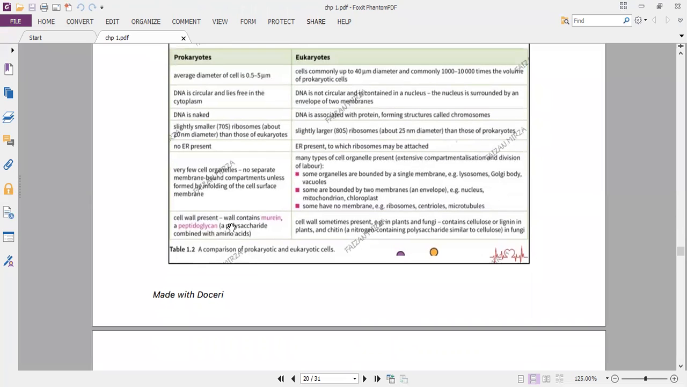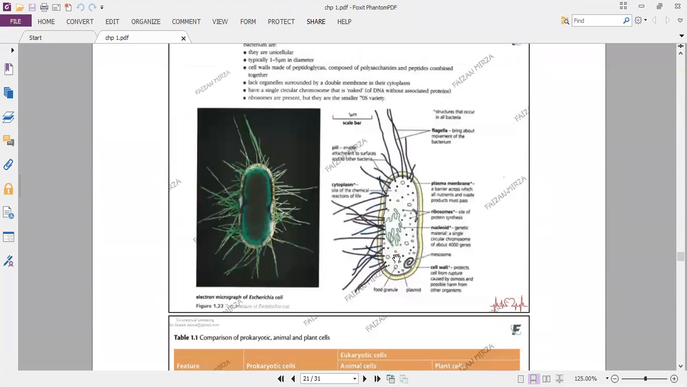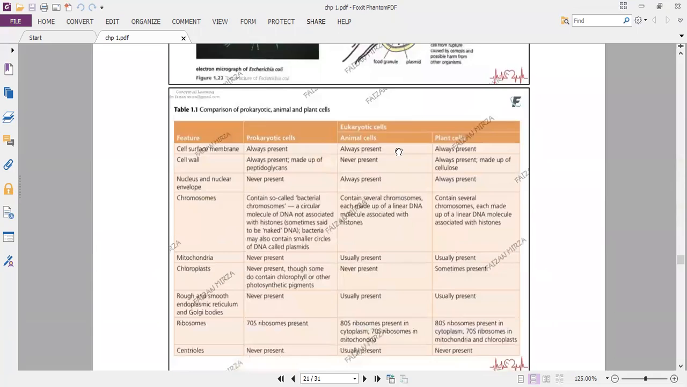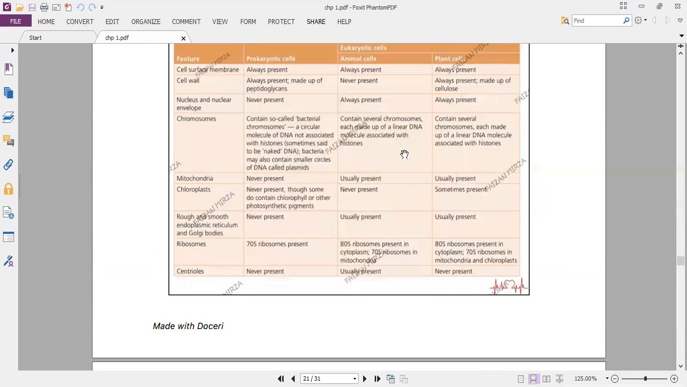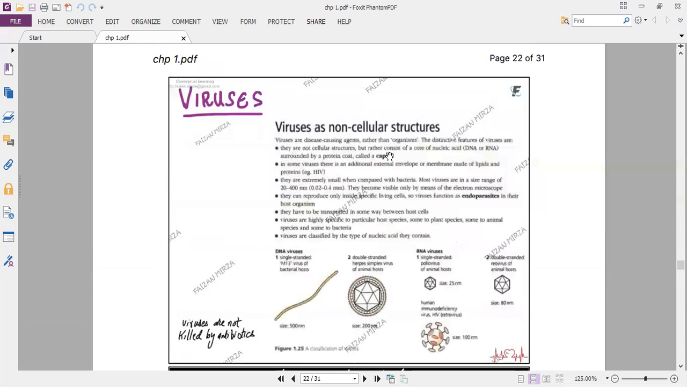The cell wall of a prokaryote is made up of murein, a peptidoglycan, which I already discussed with you. The cell wall of a eukaryote can either be of cellulose or lignin in plants, or it could be of chitin, which is a nitrogen-bearing compound in the fungi. And these tables are the repetition of the same. You can just use these for your revision purpose.